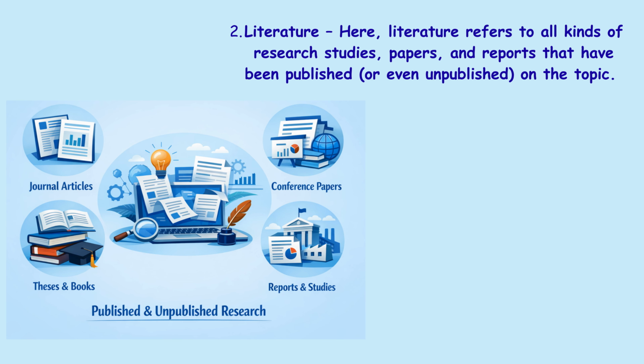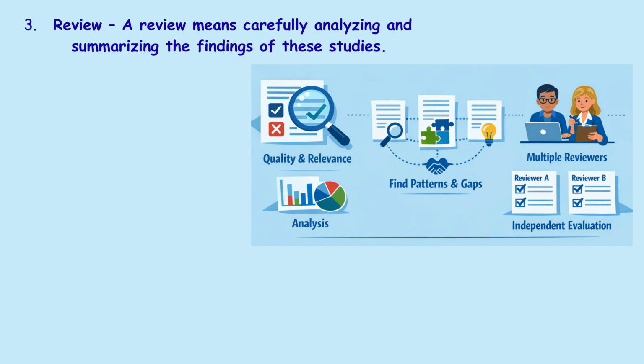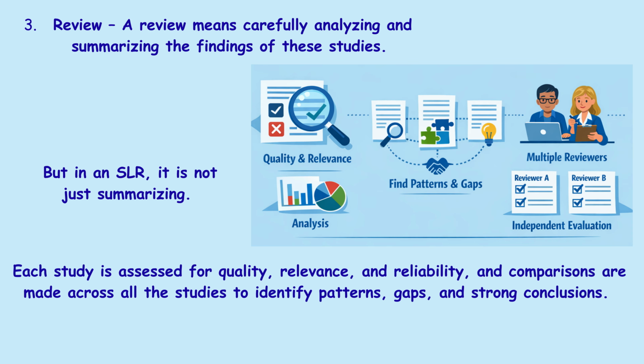2. Literature. Here, literature refers to all kinds of research studies, papers, and reports that have been published, or even unpublished, on the topic. This can include journal articles, conference papers, theses, books, and sometimes government or industry reports. 3. Review. A review means carefully analyzing and summarizing the findings of these studies. But in an SLR, it is not just summarizing.